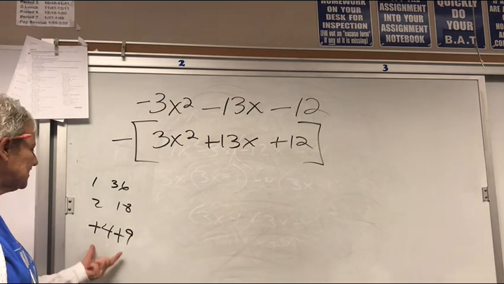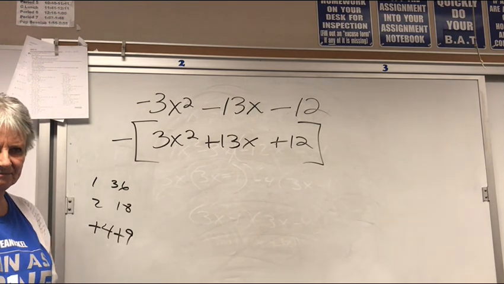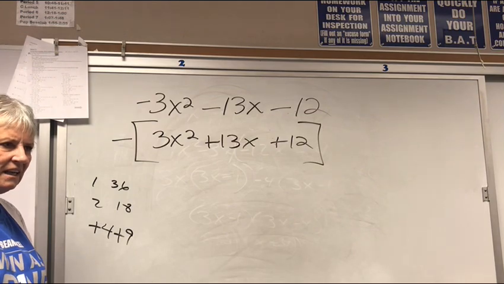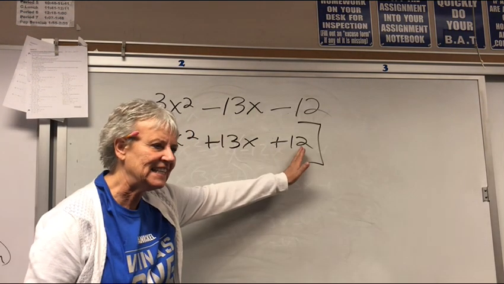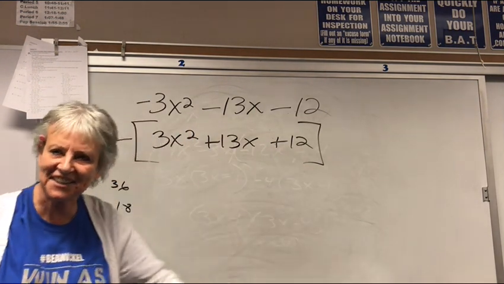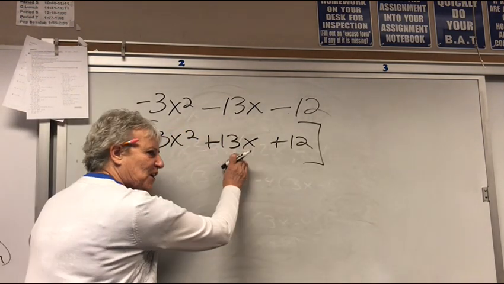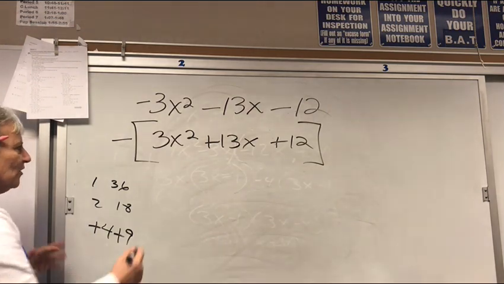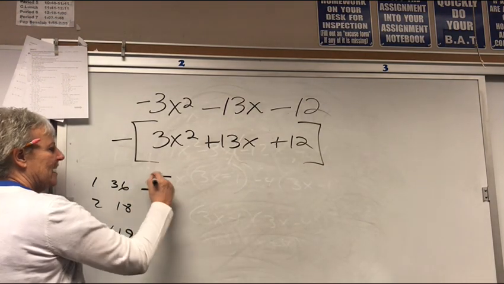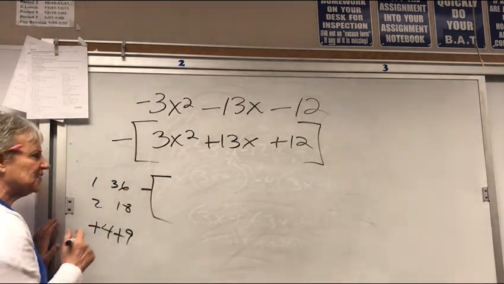Factors of 36 that add up to 13. It's factors of A times C, which is 36. Factors of 36 that add up to the middle term. 4 and 9, yeah. So keep that negative out there. Just don't forget it exists.